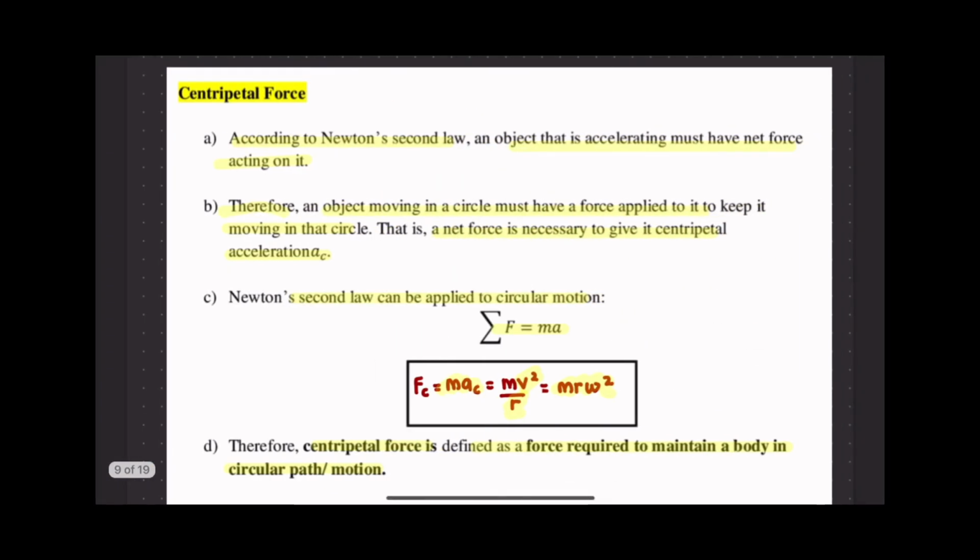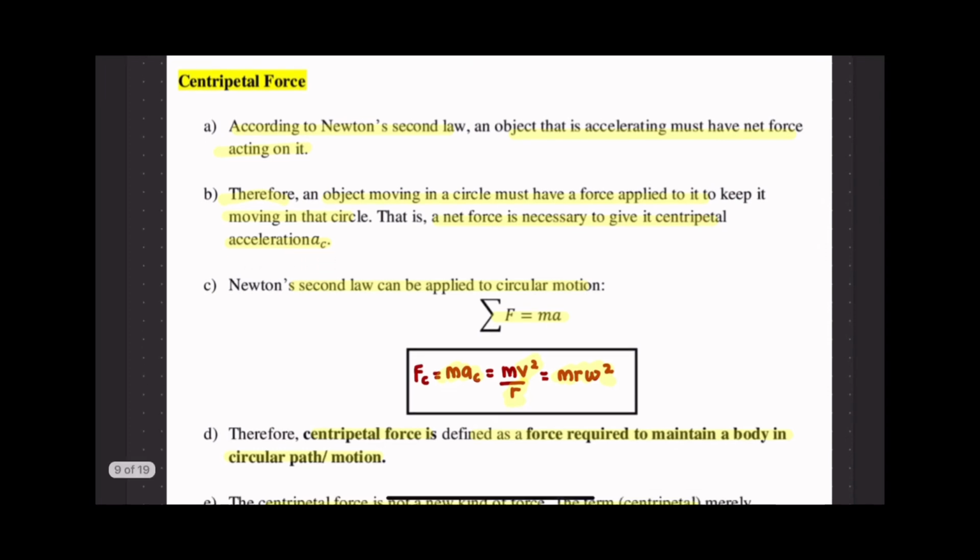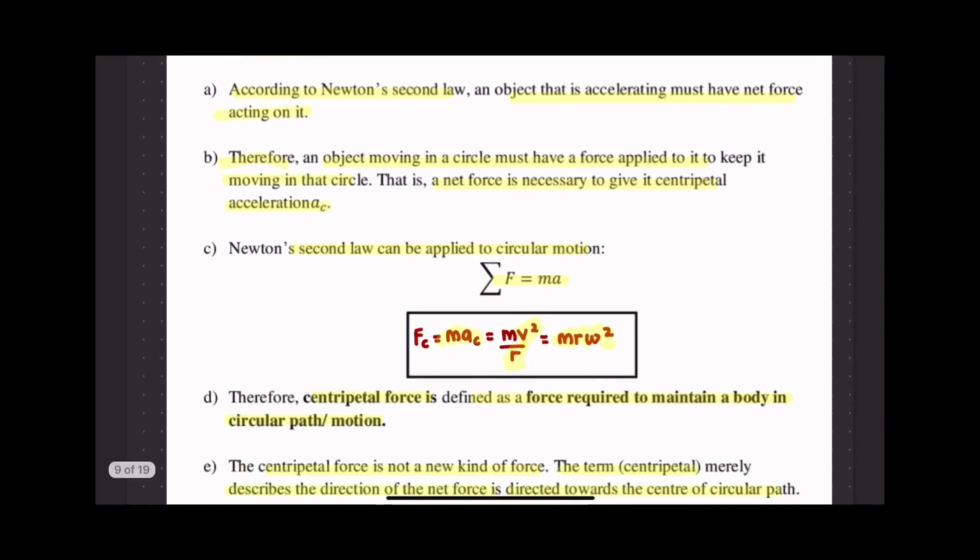Okay, so next is centripetal force. Centripetal force comes from Newton's second law. So the object that is accelerating must have a net force acting on it. Therefore, the object moving in the circle must have a force applied to keep it moving in the circle. That is, a net force is necessary to give it centripetal acceleration. Okay, so based on these words, Newton's second law is summation F is equal to MA, but we call it as FC, centripetal force.